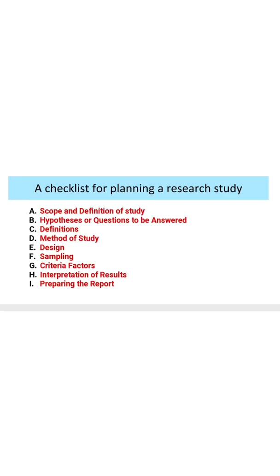A checklist for planning a research study: scope and definition of study, hypothesis or questions to be answered, definitions, method of study, design, sampling, criteria factors, interpretation of results, and preparing the report.